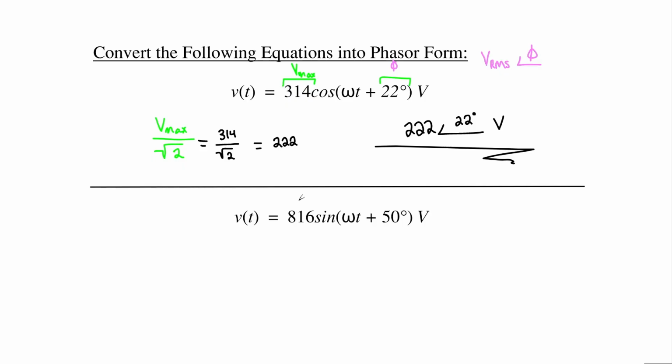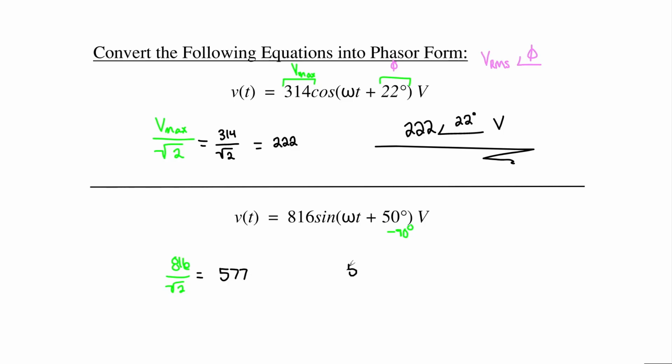The following equation asks us to convert the sinusoidal function into the phasor form. Now, in order to convert from sine to cosine, we can simply subtract 90 degrees from our function. Same as last, we will need to convert our Vmax to our VRMS. This can be done by taking 816 divided by the square root of 2, and that is equal to about 577.